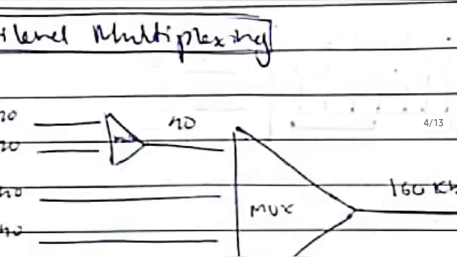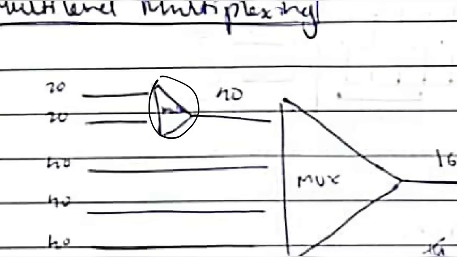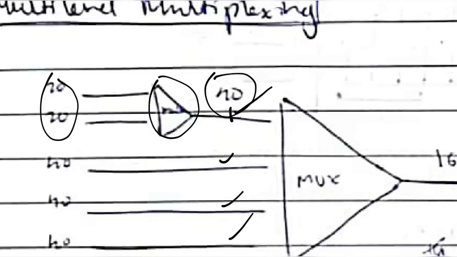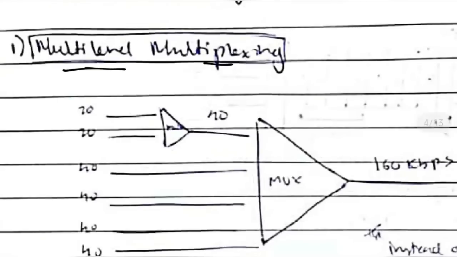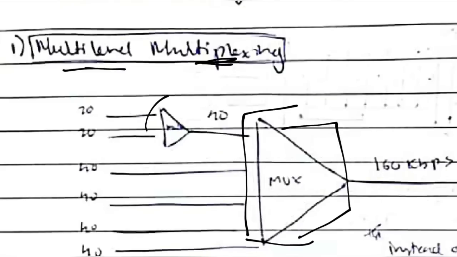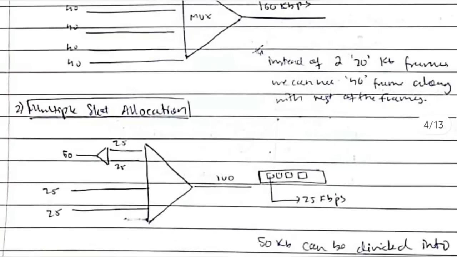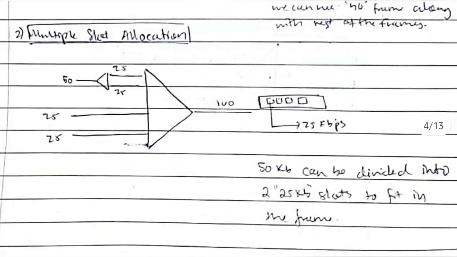What we can do is put a multiplexer in between 20 and 20 to make it 40, so that 40 will be sent along with the other channels, so that the memory will be utilized. This technique is known as multi-level multiplexing, because we are not just multiplexing in a single level. In the multi-level, we are multiplexing.